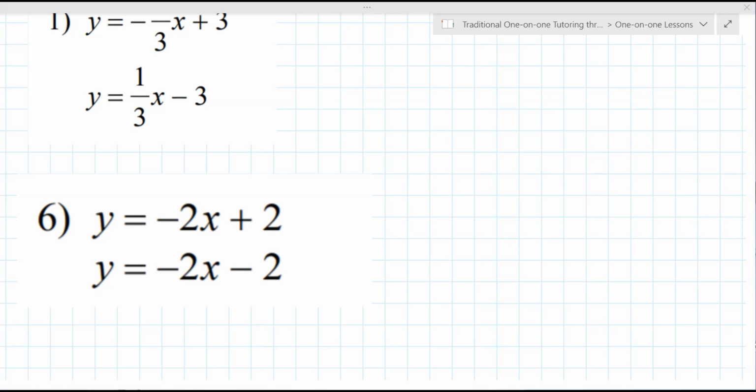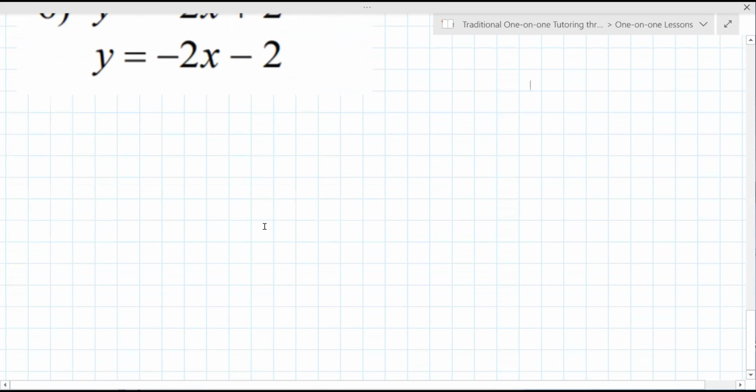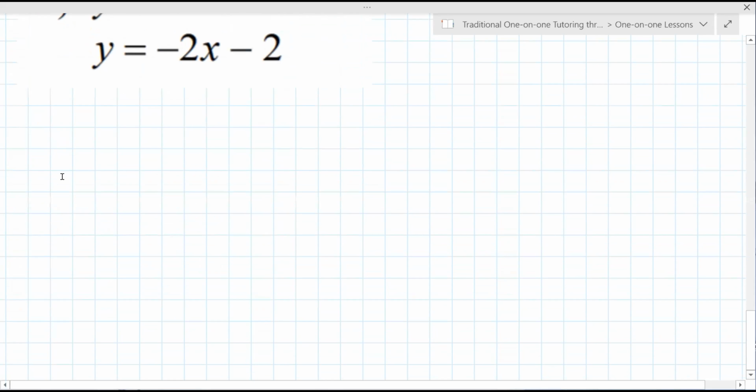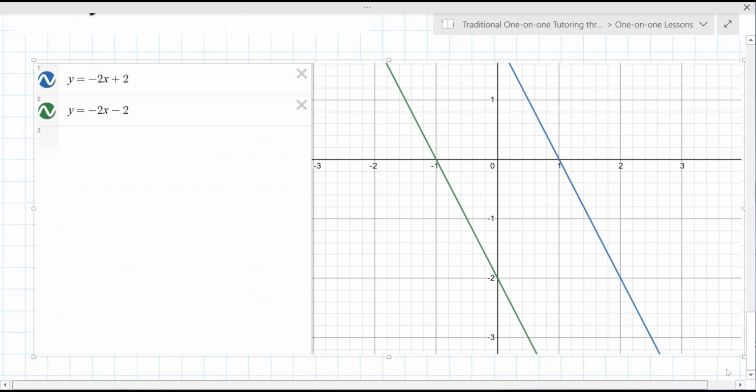So then this one is a parallel graph, correct? Do they intersect? They do not intersect. You could zoom out forever, right? And you would never, ever see them intersect here. So why is that?